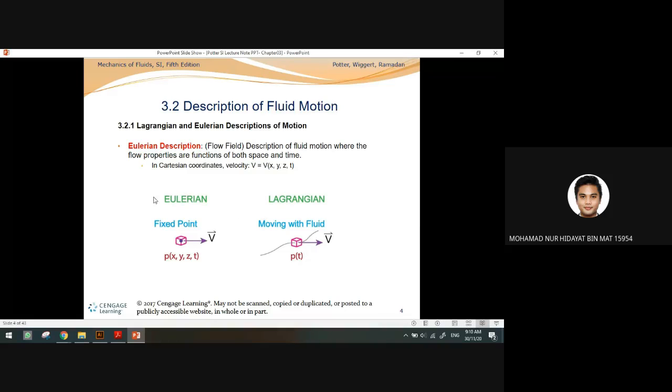All right, so this is an example. You can see this is Eulerian, the new method. All right, this is a fixed point. So we consider the space, x, y, z, and time. However, for the Lagrangian, we consider the time only, the particle time only. So this is where we measure the flow particles one by one. However, this is the field. All right, so let me draw so that you will be clearer on this.